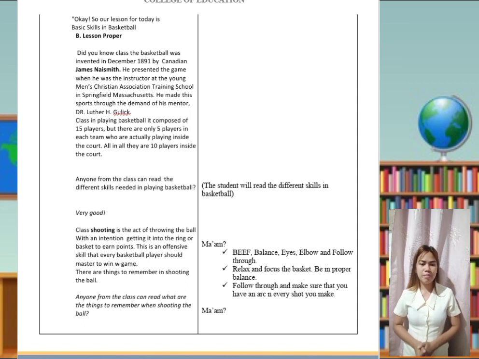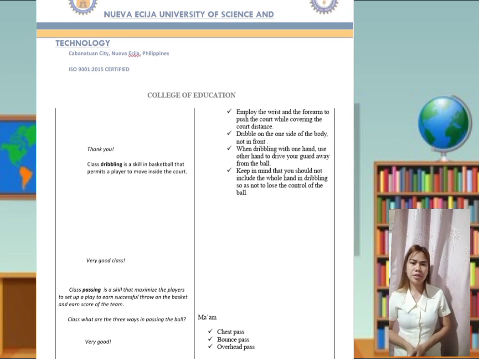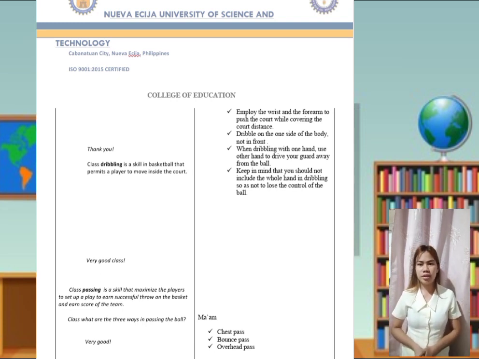First, I will give them an overview about the history of basketball, and after that, I will ask my student to read the different skills needed in basketball. One of my students will read the skills needed in basketball. Then, I will discuss the different skills in basketball. I will ask my students what the 3 ways of passing the ball are. One of my students will answer chest pass, bounce pass, and overhead pass. And I will discuss these 3 ways of passing the ball.